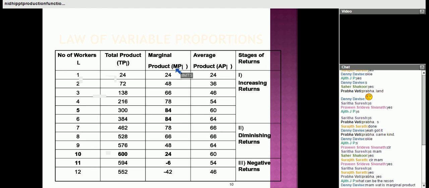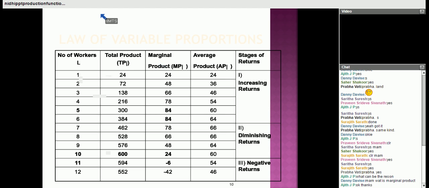so marginal product, Denny, I'll tell you, the word marginal means addition to the total. So marginal product means addition to the total production because of the employment of one extra unit. You can see when there was one worker, 24 units were manufactured. With two workers, then 72. So what is the productivity of this second labor? It is 72 minus 24. Okay, so the answer is 48. One labor alone was giving 24 units. Two labors together are giving 72 units. So what is the productivity of the second labor? It is 72 minus 24.